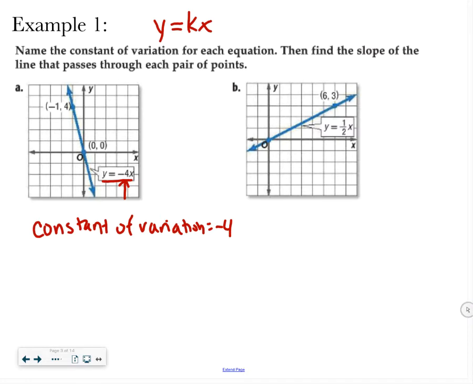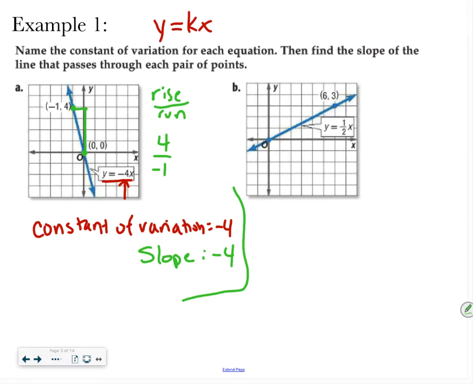And then we need to find our slope. We are supposed to take the two given points, so we have 0, 0 and negative 1, 4. Remember, slope is rise over run. If I go up 1, 2, 3, 4, and then left 1, so that's a negative 1, my slope also equals negative 4. Okay, so you can see those ended up being the same.